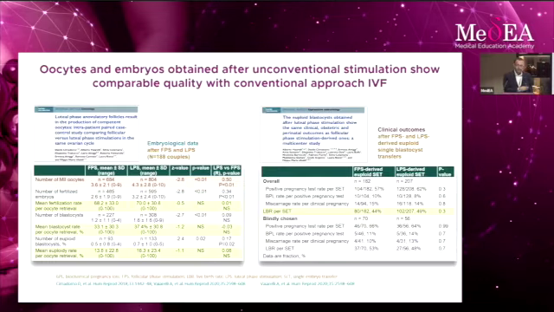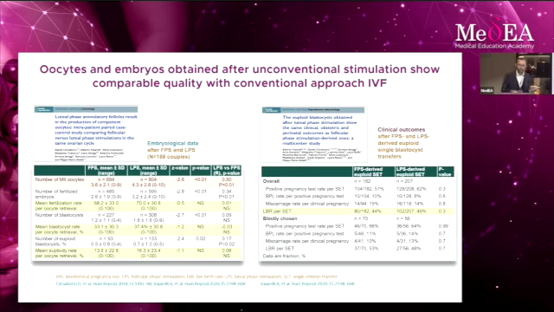Okay, I would like to show you some paper coming from our group. In this paper, we demonstrated that when we collected the oocyte from second stimulus, from the luteal phase, we have the same identical fertilization, the same identical blastulation rate, and the same identical euploidy rate. This means that the time when you start the stimulation does not impact the competence of the oocyte.